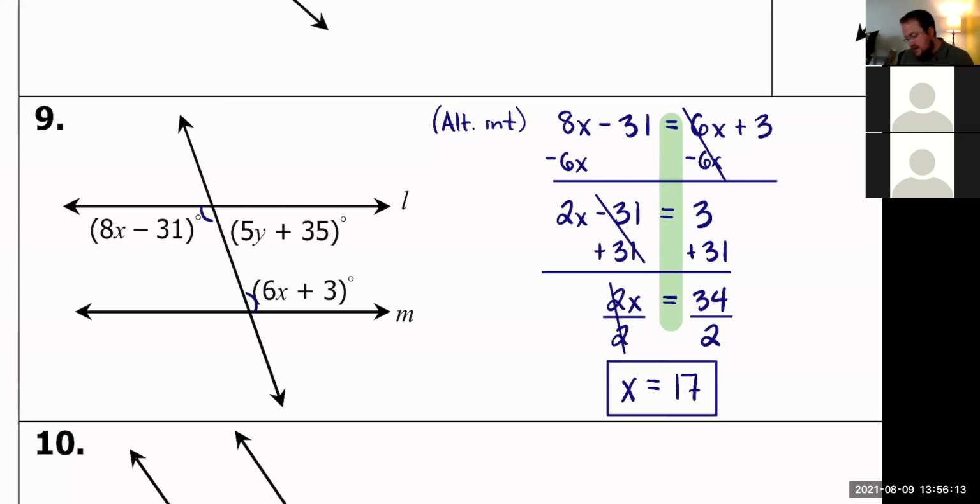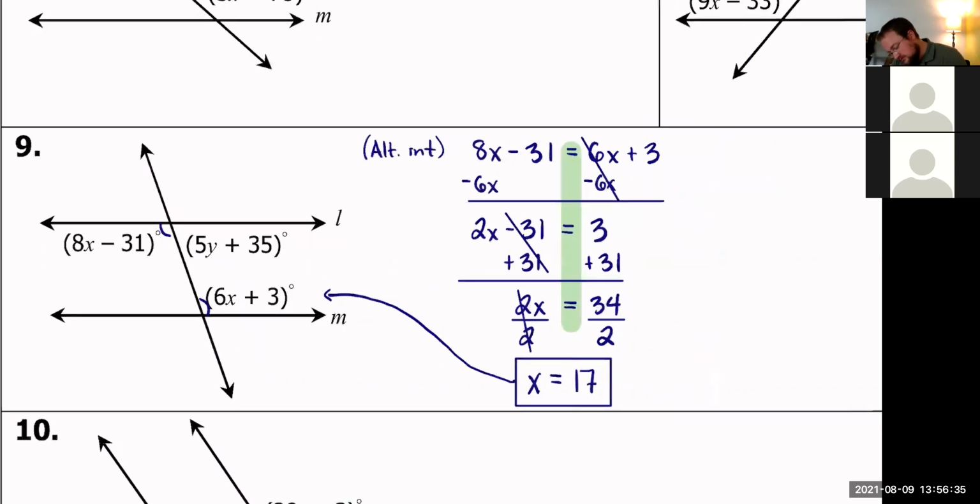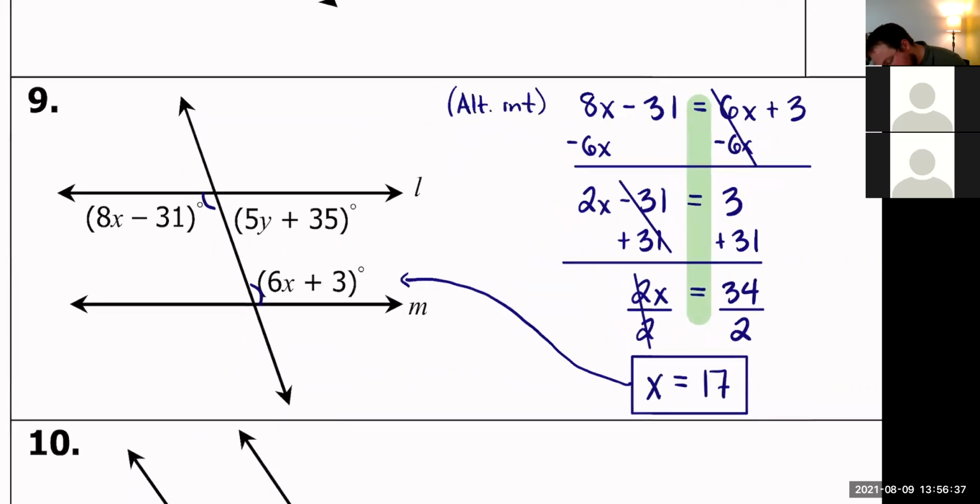Now, I still need the y. But what I could do then is I could take this x and drop it in here and figure out the measure of that angle. So 6 times 17. What is 6 times 17? 102. 102 plus 3 should be 105.